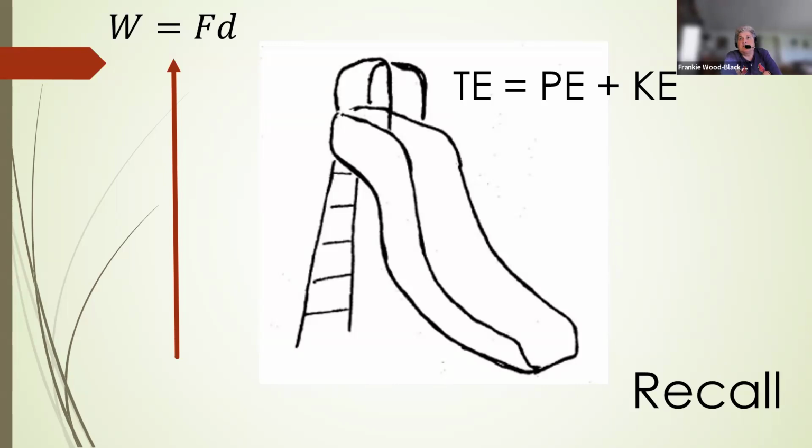And one of the great ways to look at that is our slide, where we're going to go up the slide. That's the amount of work done. That's the total energy we put into the system. And then as we're moving down the slide, we're changing from potential energy to kinetic energy. We kind of reviewed this when we were dealing with simple harmonic motion.